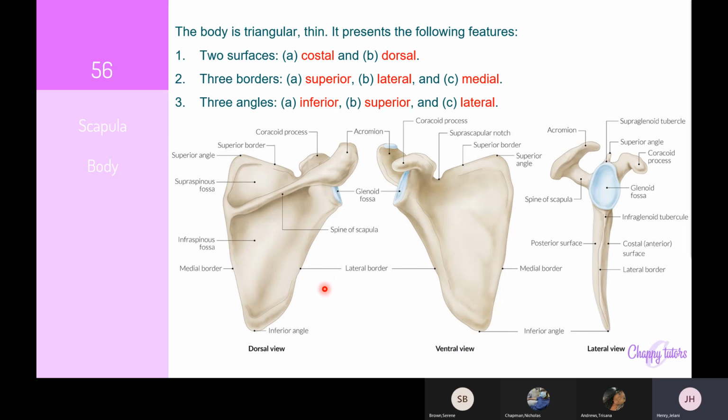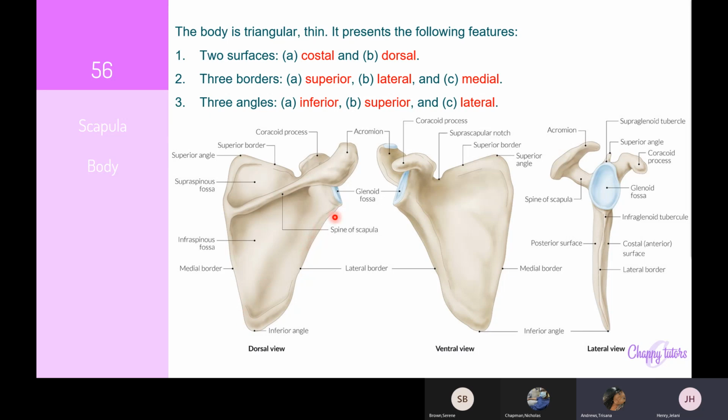You also have 3 angles. You have an inferior angle, which is this point here. The angles are formed where the borders meet. So where the medial and lateral border converge would produce the inferior angle. You also have a superior angle, where the medial border and the superior border meet. Superior because it's above on the scapula, and inferior because this is on the lower portion of the scapula.